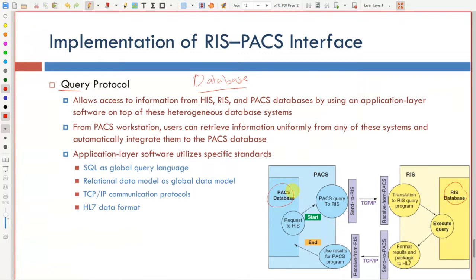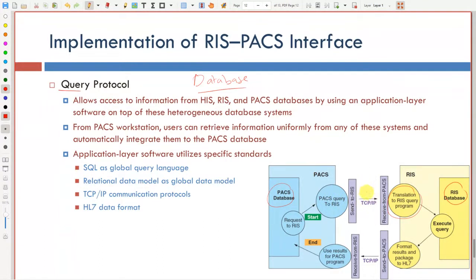Okay, given that these databases might not be exactly the same, might actually be using different models, for example, this interface software should allow you to ask for the information, and this request will be translated to the proper format for the RIS database. It does the query, gets the data, prepares the data in the HL7 package, and sends it back to the PACS system. So you request a certain query, and this query would be sent usually through TCP/IP or whatever.